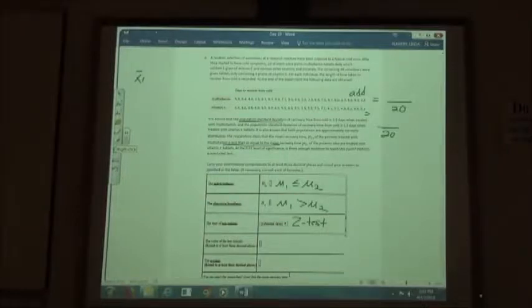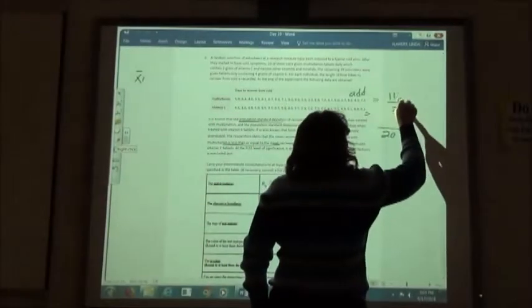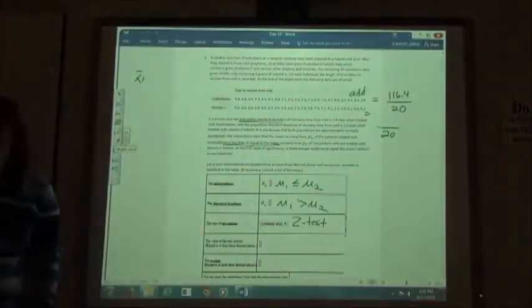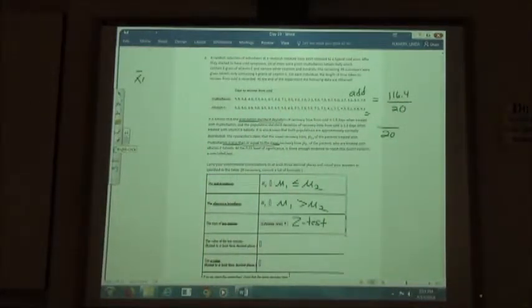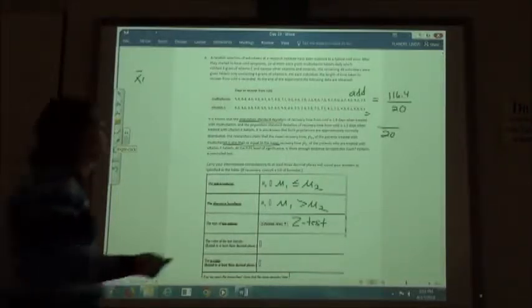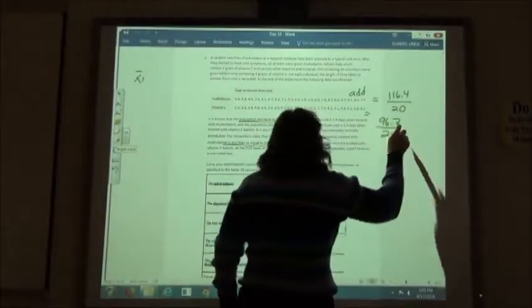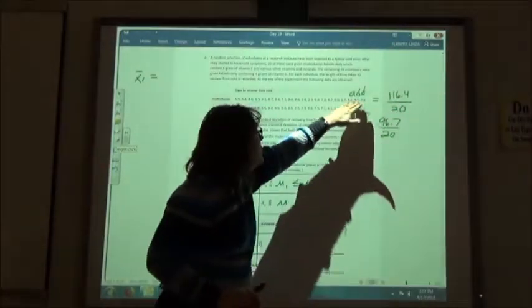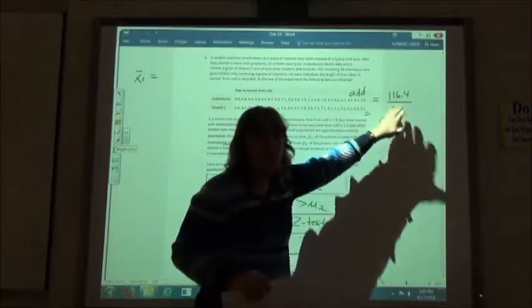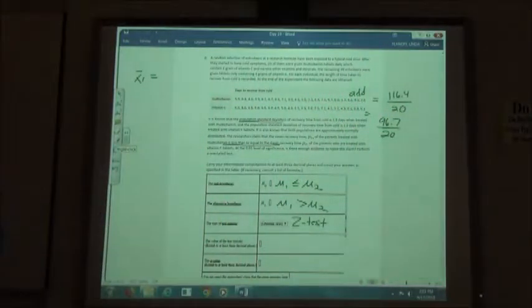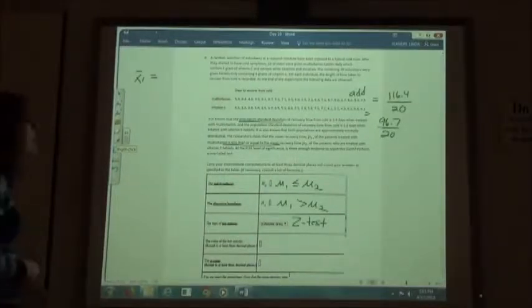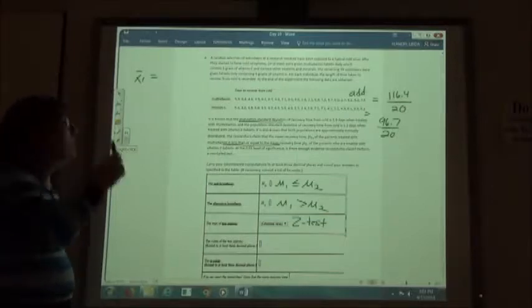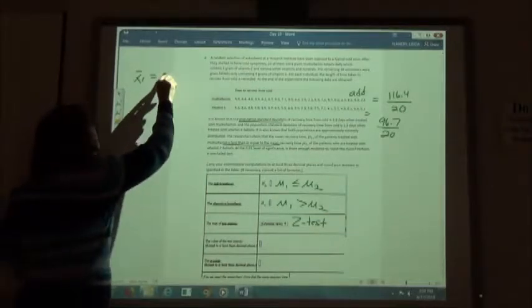That's what I got. So on the top one we get 116.4. Gotta get the bottom one added up yet here. They started later. 96.7. So for X bar 1, we're going to take the 116.4, which was the total of these numbers, divided by 20, since there's 20 numbers on your list. So if you take 116.4 divided by 20, you get 5.82.